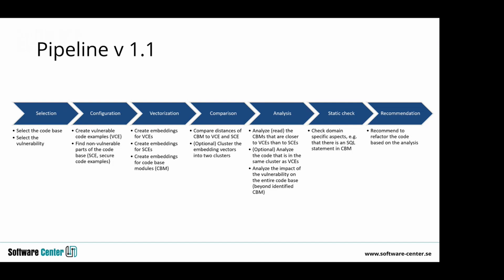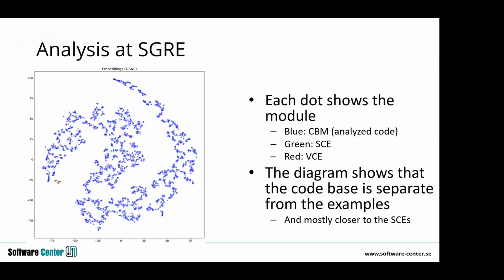And if we apply that to a code base, we get something like that. So this is a code base from Siemens Gamesa, and you can see that the blue dots are their product. The red dots are insecure code examples, and the green dots are secure code examples. And then this code is similar to those in most cases.